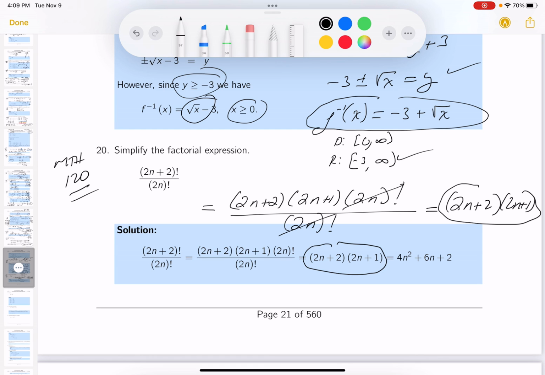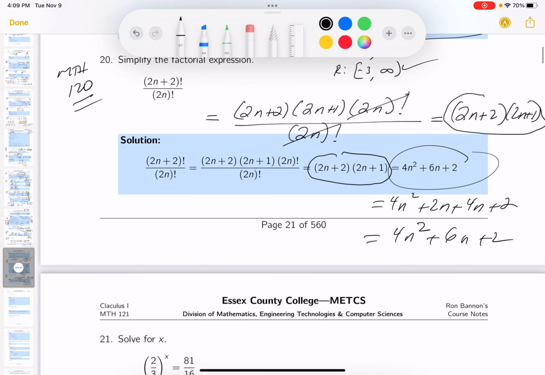If you did multiply it out, what would you get? 4n squared plus 2n plus 4n plus 2, which gives you 4n squared plus 6n plus 2, which is that written over there. So I think that's enough for now. I'll come back and I'll finish.